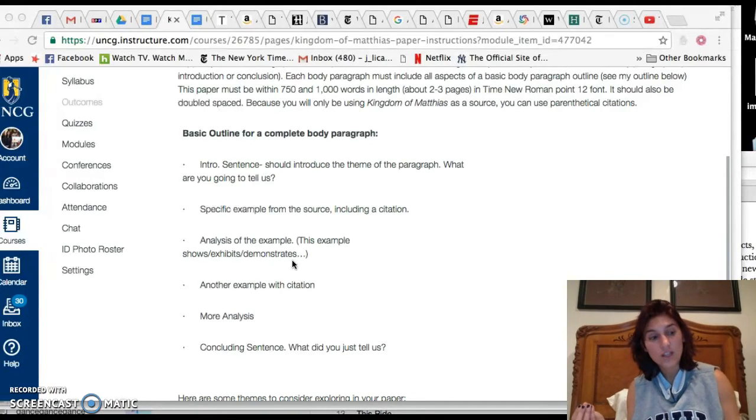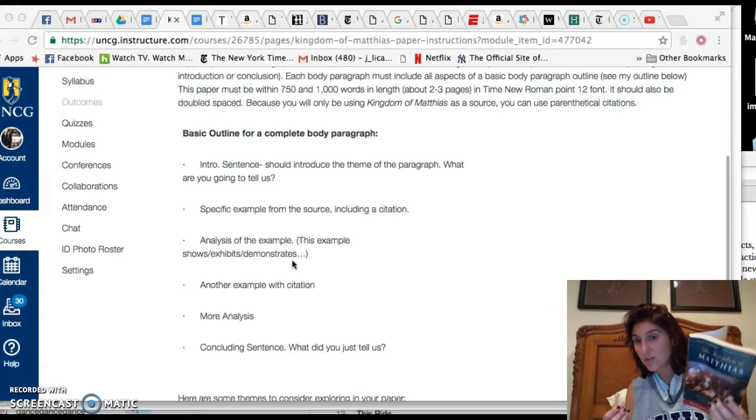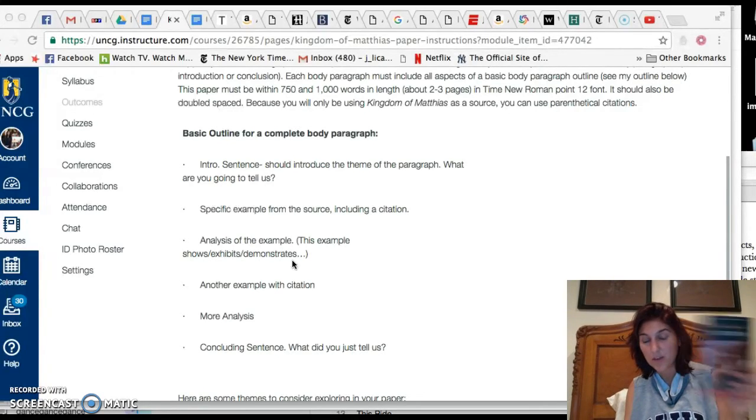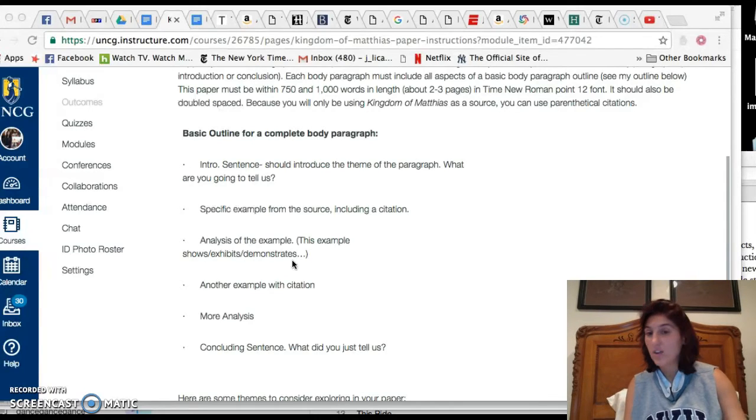Because you're only using Kingdom of Matthias, that's your only source for this paper, your citations, which have to come after each example, right? So each body paragraph should have 2 citations, but they just need to be parenthetical, and they can just be a page number because I know it's coming from this book. You can't use any outside sources. Everything needs to come from this book, okay?